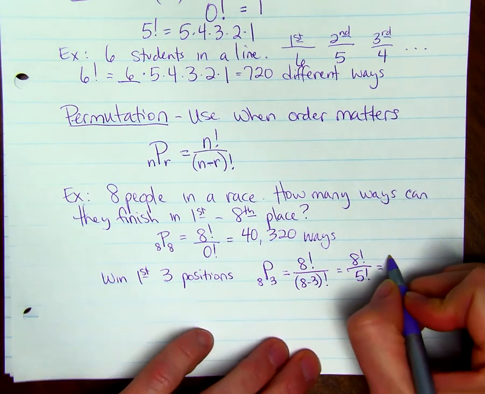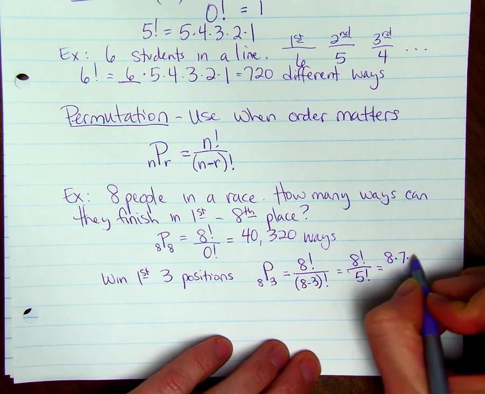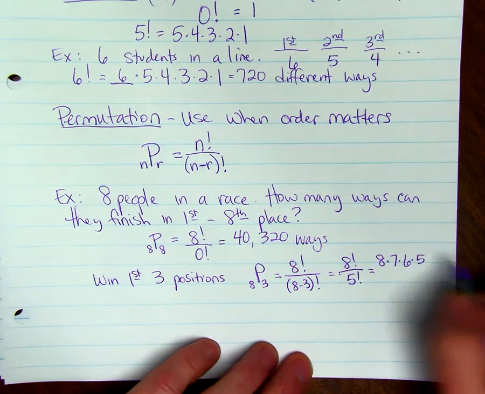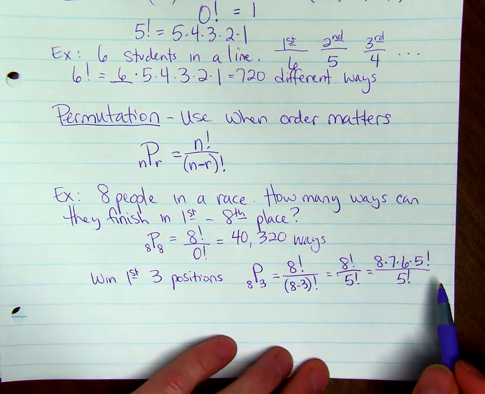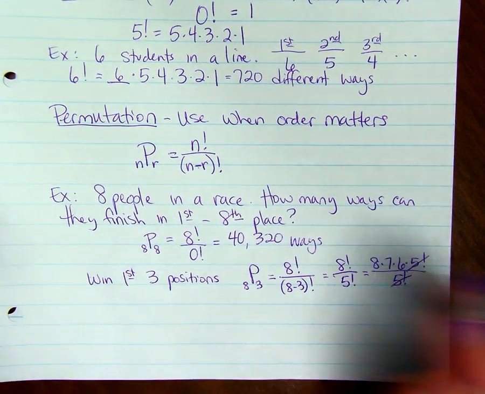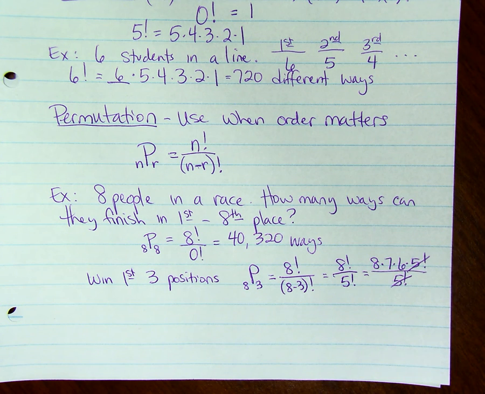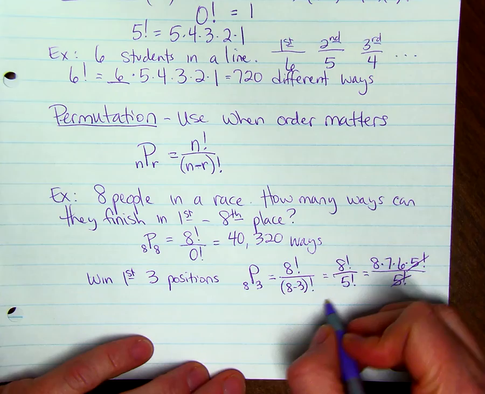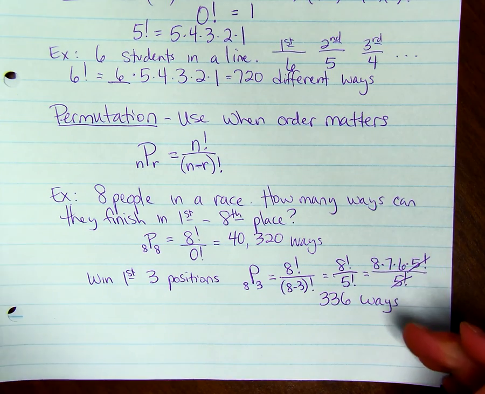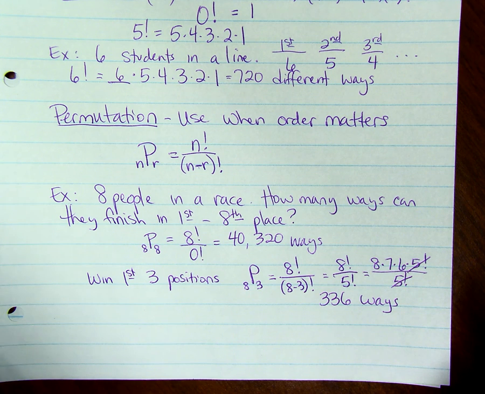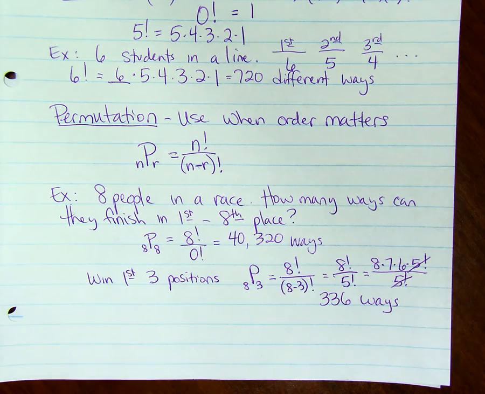Now 8 factorial is just 8 times 7 times 6 times 5 factorial, because 5 factorial is 5 times 4 times 3 times 2 times 1. So we can cancel these out, and we just have to do 8 times 7 times 6, and we get 336 ways that we can get 1st, 2nd, and 3rd place. And that's the end of the lesson.